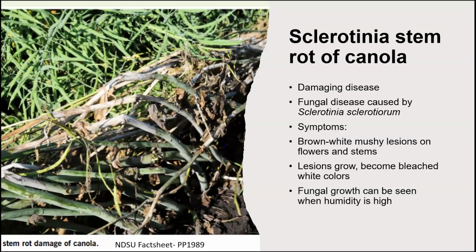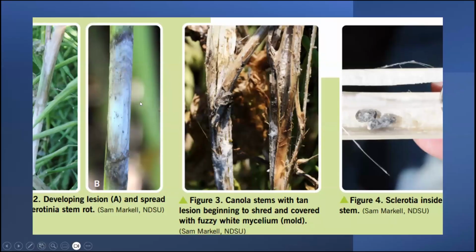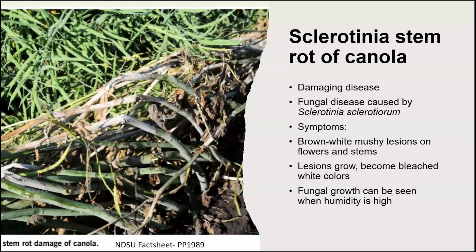And I know I kind of sound like a broken record probably, but I just want to emphasize, white mold again affects many other crops. So this is another one. This is white mold or Sclerotinia rot on canola. And you can see the white moldy growth that's occurring on those stems, and how poorly the plant looks. So it is a very damaging disease.